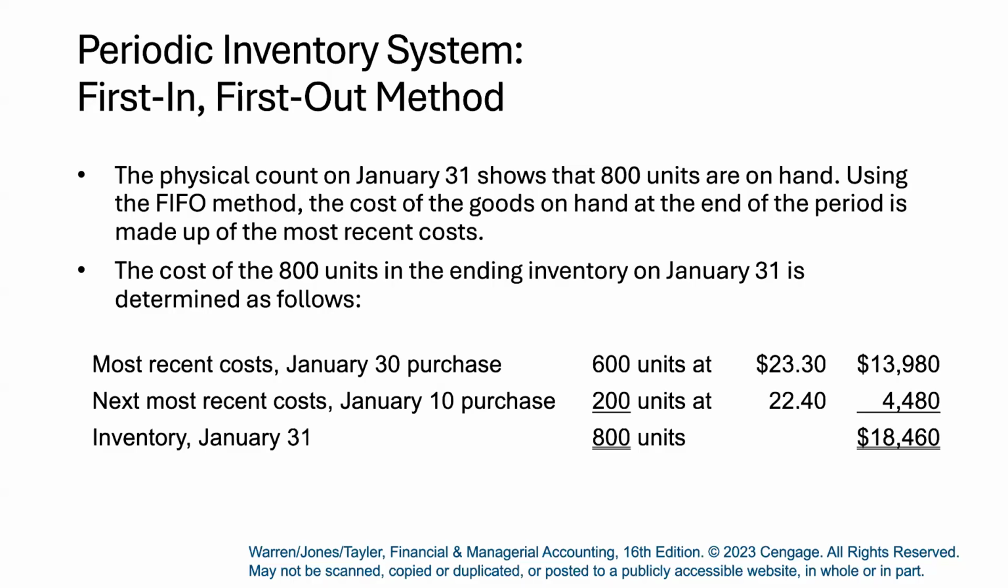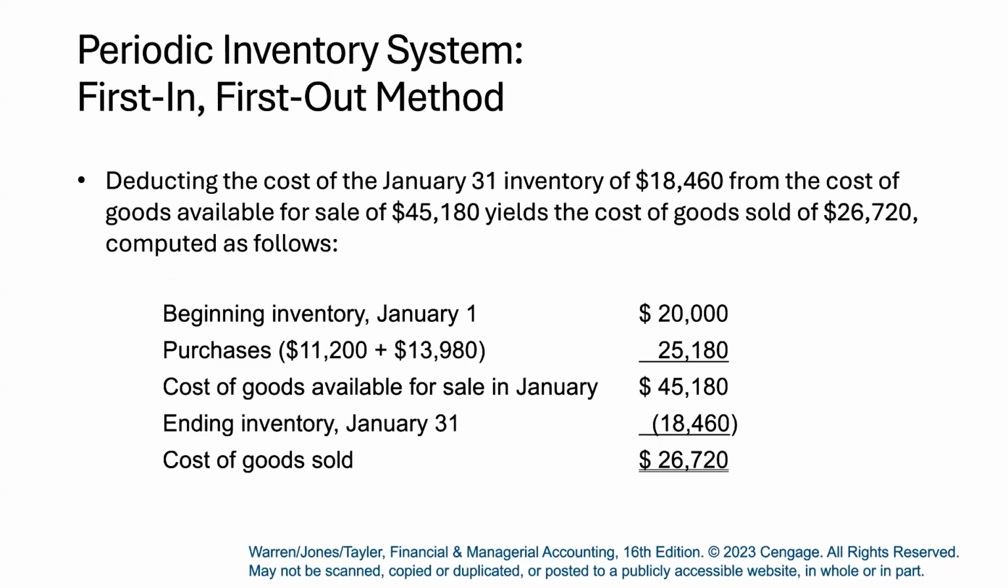Instead, we just keep track of our sales, or we keep track of our additions, sorry, our purchases. And then at the end of the month, we calculate what our cost of goods sold was and what the value of our ending inventory is. Okay. So very similar, slightly different.